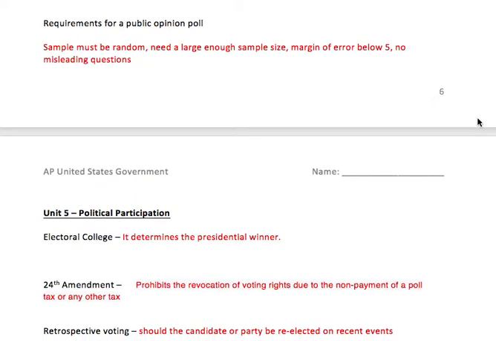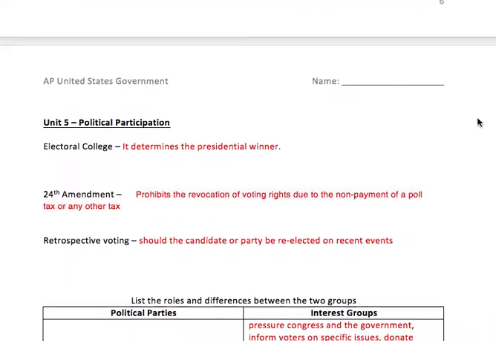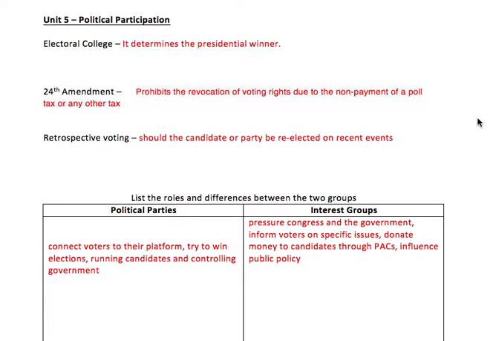When looking at a public opinion poll, you want the sample to be random. You need a large enough sample size, margin of error around 3, hopefully below 5, and you don't want any questions that would be misleading. All right, your last unit here, your Electoral College, determines the presidential winner.